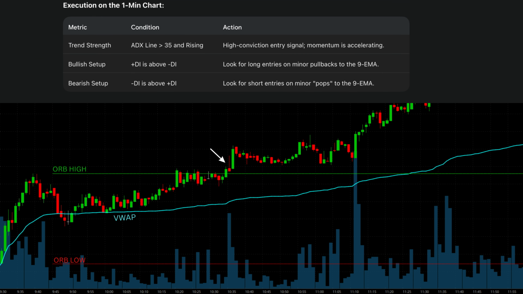Execution on the 1-min chart. Metric, condition, action. Trend strength: ADX line greater than 35 and rising. High conviction entry signal. Momentum is accelerating. Bullish setup: plus DI is above minus DI. Look for long entries on minor pullbacks to the 9 EMA. Bearish setup: minus DI is above plus DI. Look for short entries on minor pops to the 9 EMA.